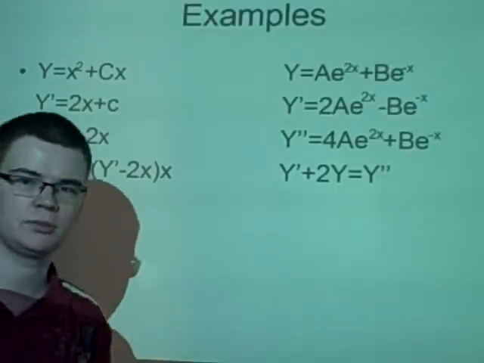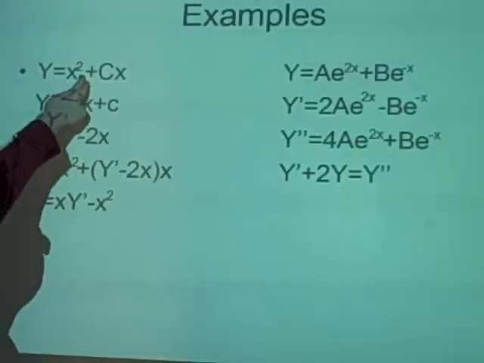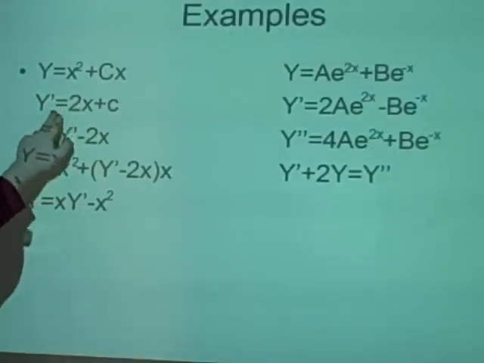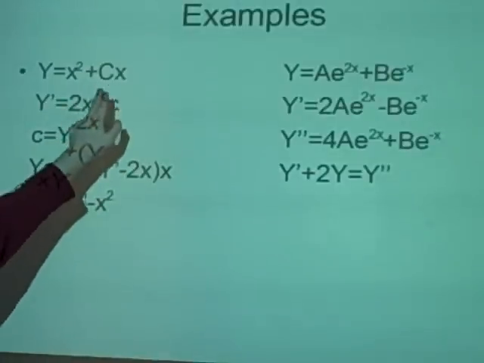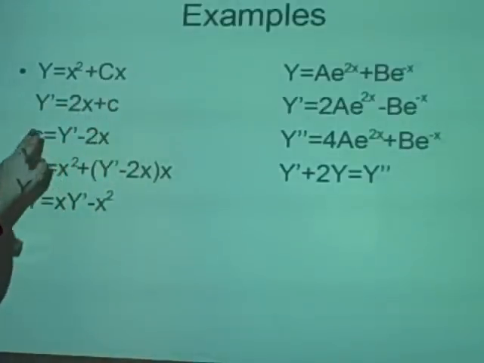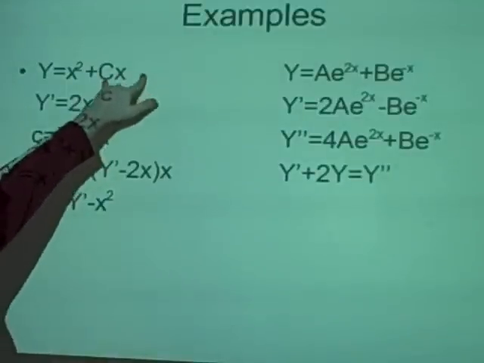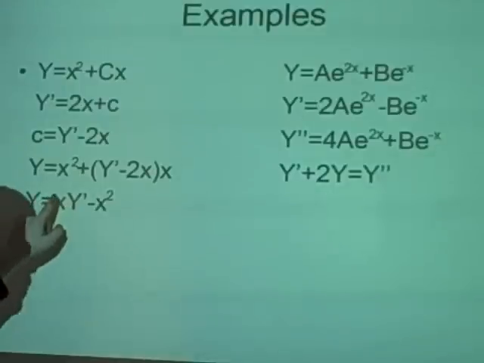It also gives a couple of examples where it would be used. We have y equals x squared plus cx. We differentiated it, and we use y prime as a shortcut. y prime equals 2x plus c, and we can rearrange it to get c on its own. Then we can substitute this value for c into our top equation, multiply it all out, and you'll end up with y equals xy prime minus x squared.